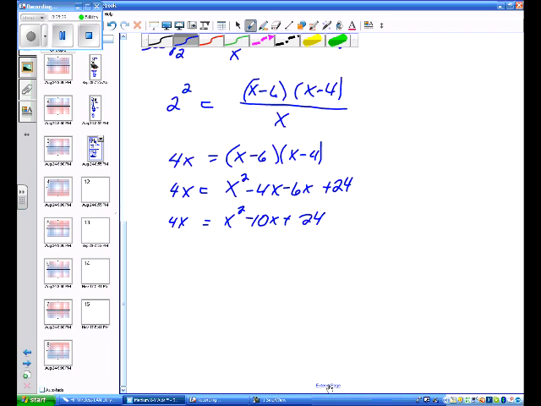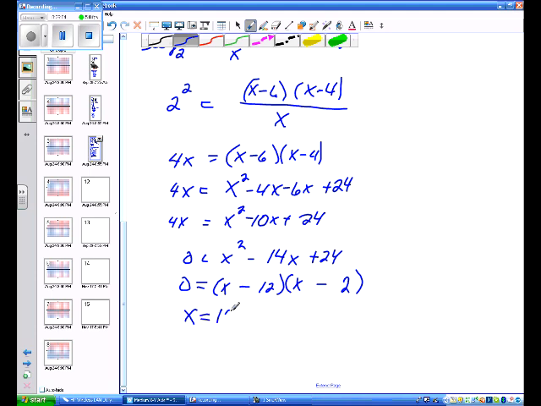Well, I want it to equal 0 so that I can solve my quadratic, so I'm going to subtract 4x from both sides. That would be x squared minus 14x plus 24. Well, let's factor this. We want factors of 24 that add to be 14. Well, that would be 12 and 2. Signs are the same. They're both negative. Setting each factor equal to 0, we're going to get x is 12 and x is 2.